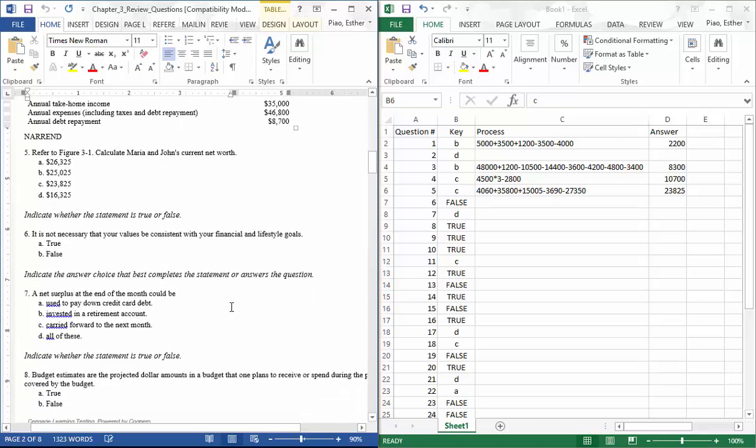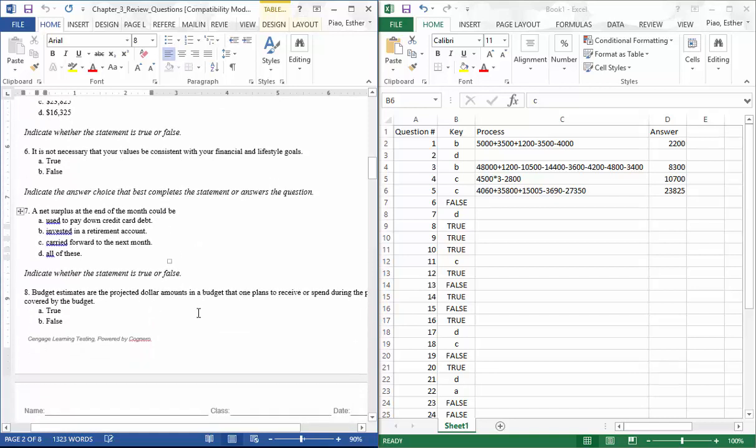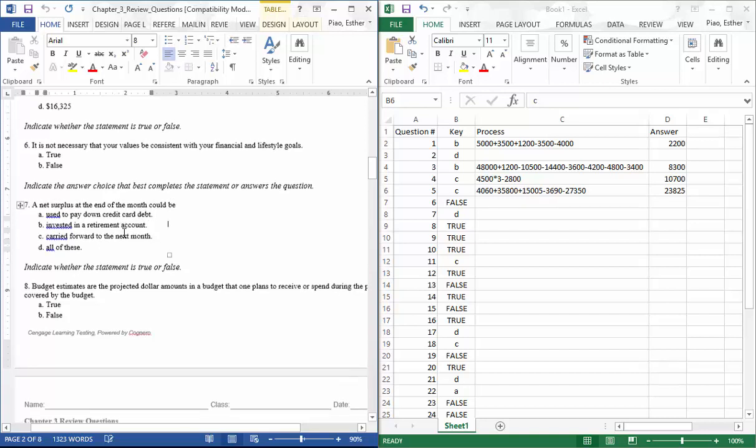Number six is plain. It is necessary, whereas the other option says it is not necessary. So it is necessary that your values be consistent with your financial and lifestyle goals. That is number six. And number seven: you can use your net surplus at the end of the month for all these different categories.